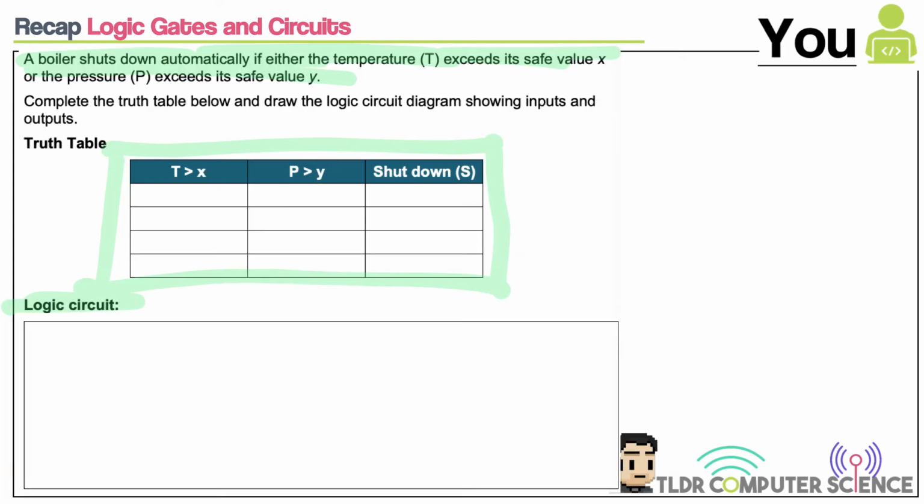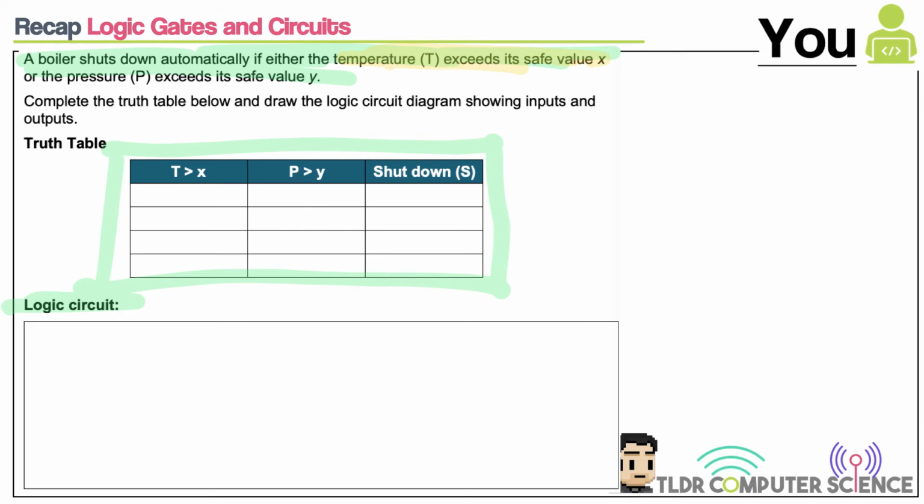Okay, let's have a quick look at this question. It's a similar one in the sense it's giving you a scenario. It's saying a boiler shuts down automatically if the temperature exceeds a value. So if temperature is over a safe value, so it's getting too hot, you need to shut it down because otherwise it can blow up, presumably. So I'm going to highlight that: temperature exceeds its safe value. That's one of my ones.